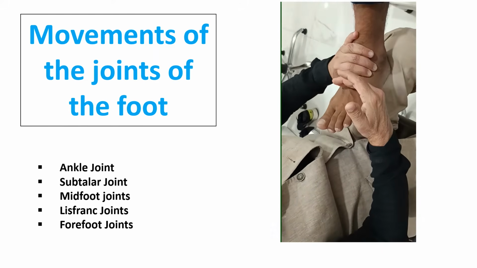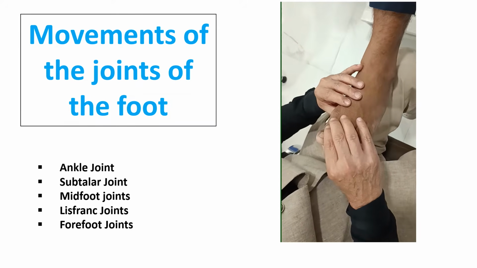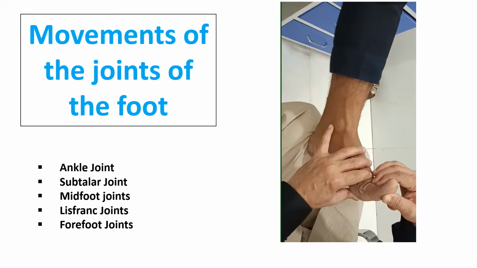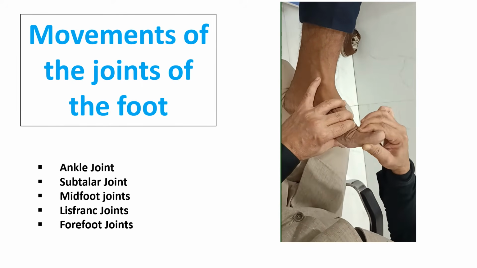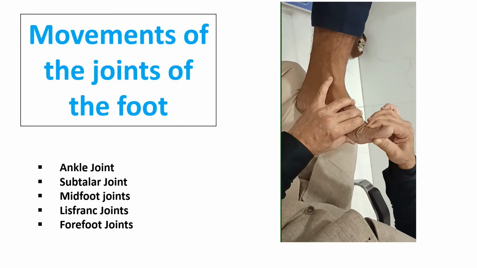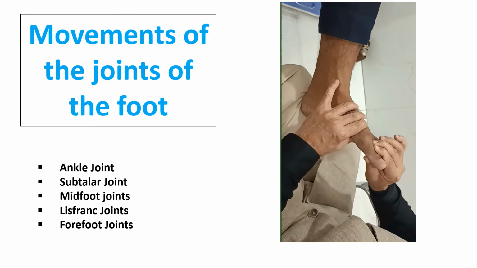From Lisfranc, I move more distally and then I start touching the movements at the big toe. So these are the movements at the big toe. Just hold the metatarsal and the proximal phalanx and then start moving. And these movements may be restricted in hallux rigidus or hallux valgus.